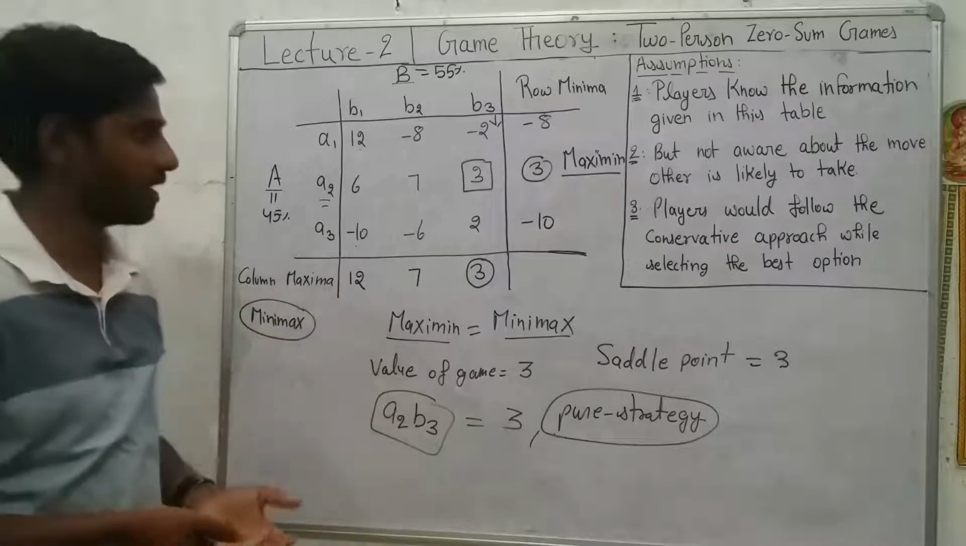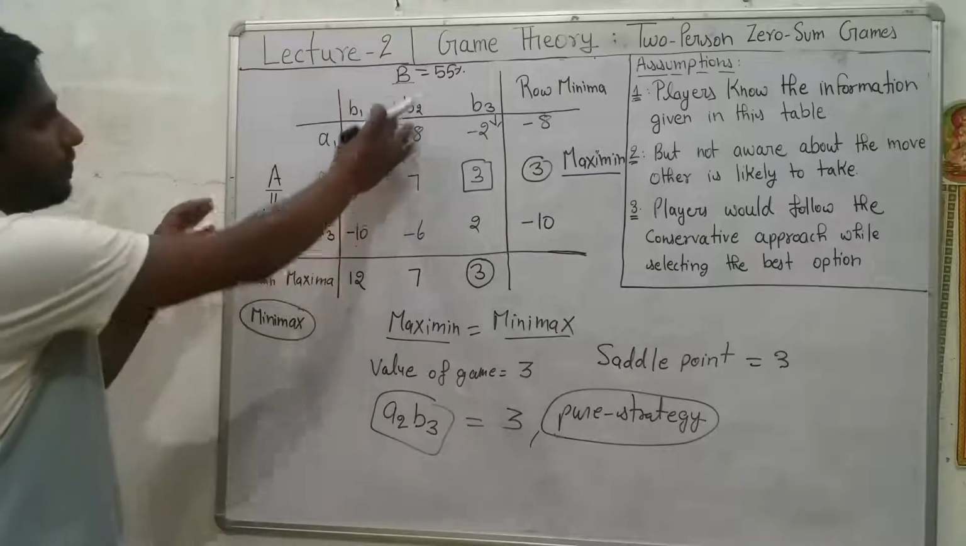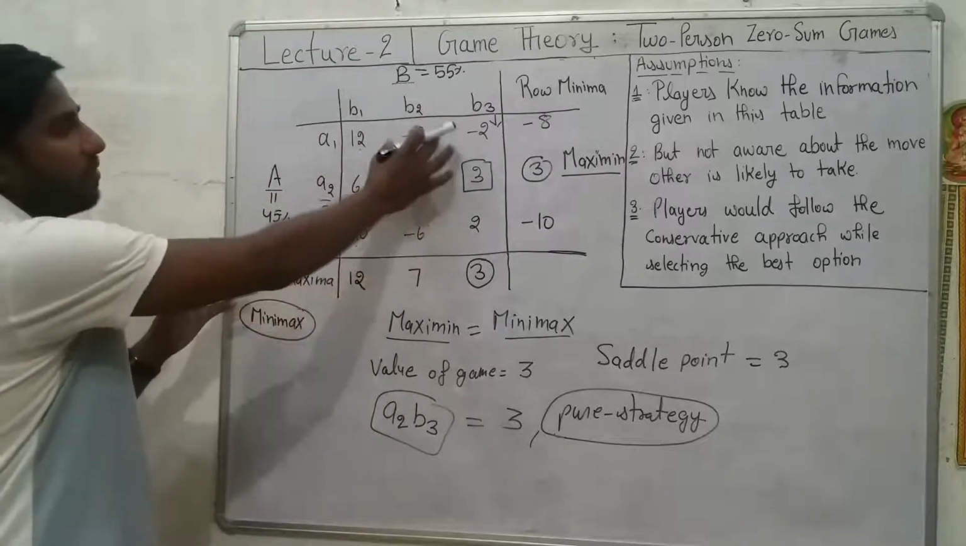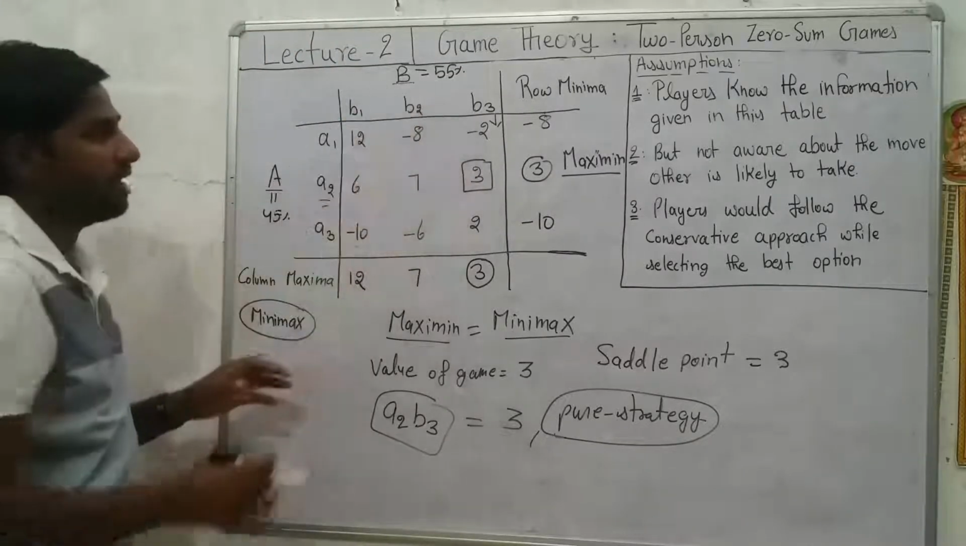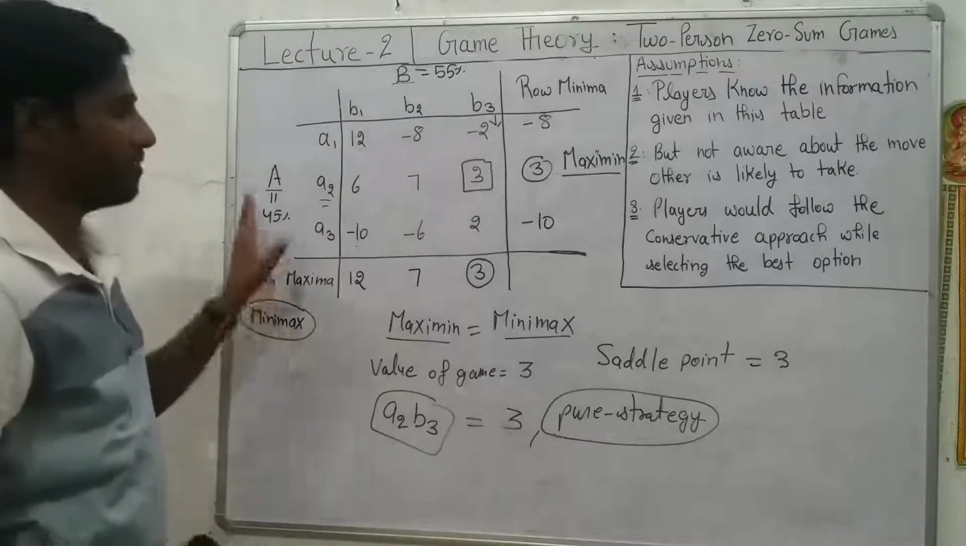And there can be another case: if we have developed the matrix from the point of view of B, then we can calculate row minima for B and column maxima for A.